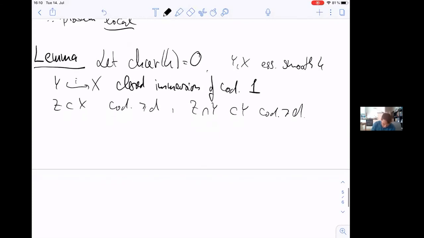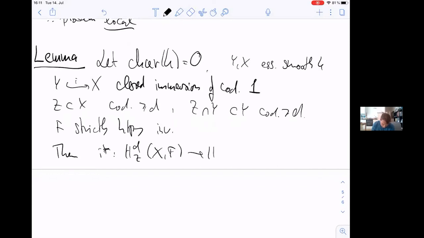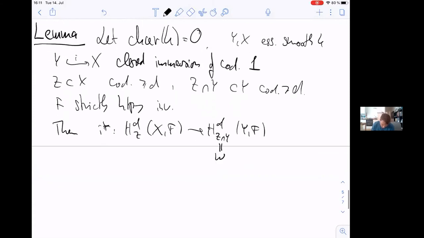And I give myself some F, strictly homotopy invariant. And then what I want to prove is that this pullback map, i^* from H^D with support in Z, X, F to H^D with support in Z intersect Y, Y, F, and I will call this thing here W, only depends on F_{-D} plus transfers, let's say.